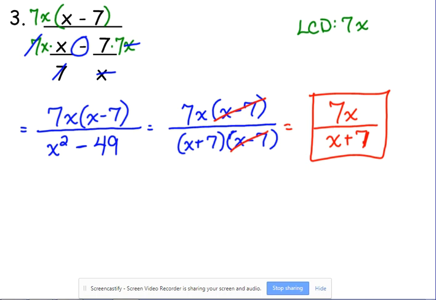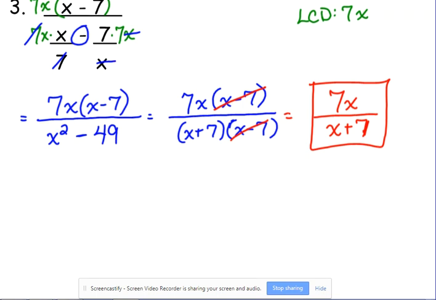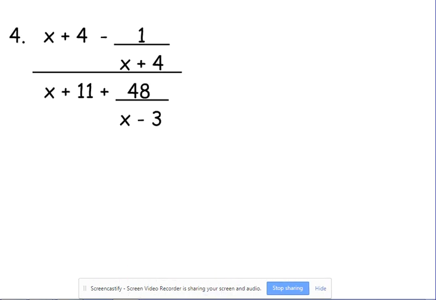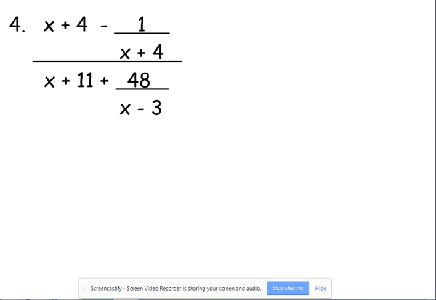That's it. Okay? Some of them are going to be quick. Some of them are going to take a little bit more work. But they all require the same steps. Let's do one more. Number 4. (x plus 4 minus 1 over x plus 4) over (x plus 11 plus 48 over x minus 3). So this is a complex fraction because there are fractions within the fraction.